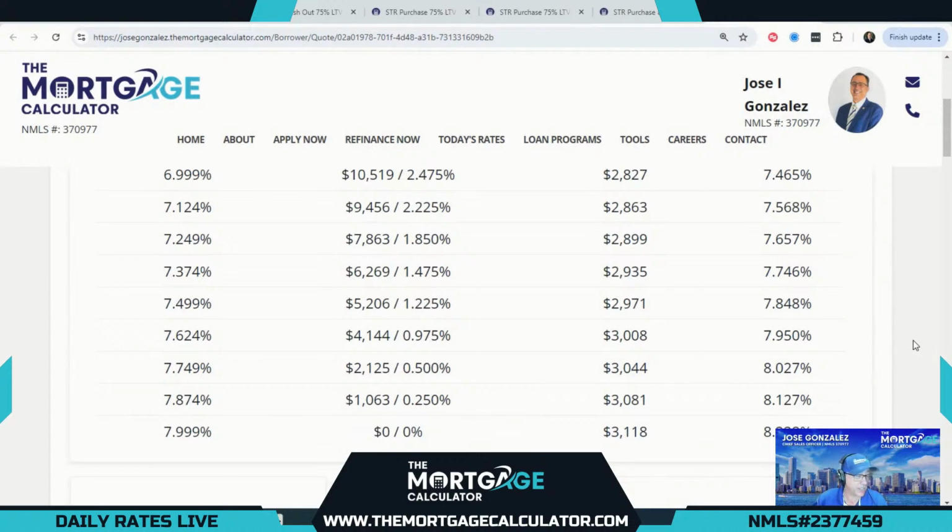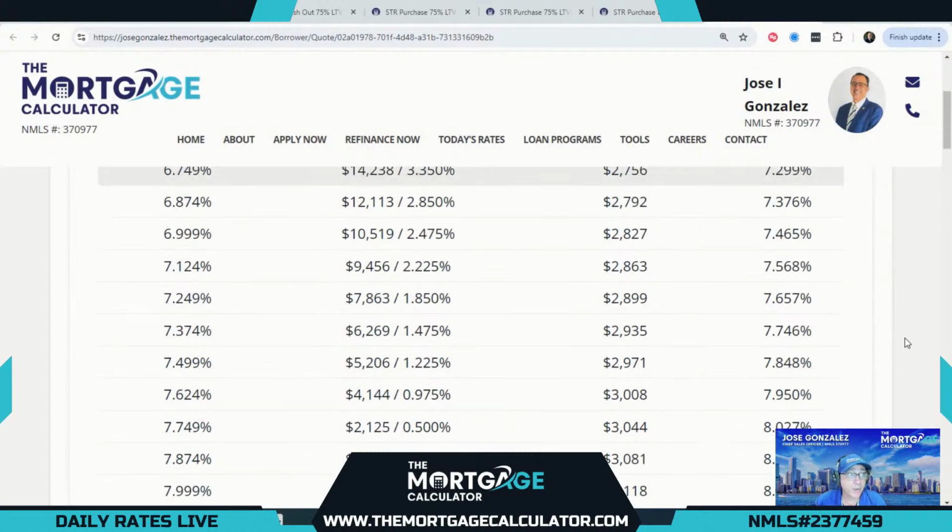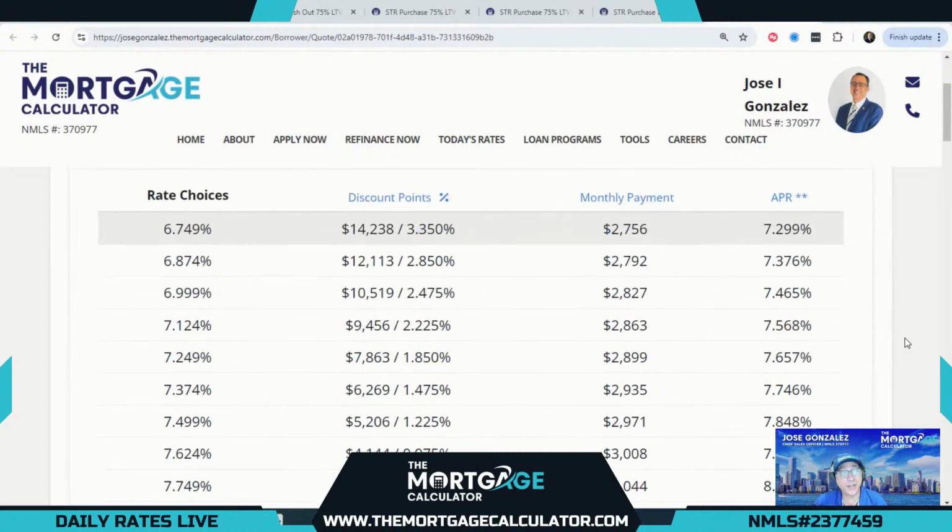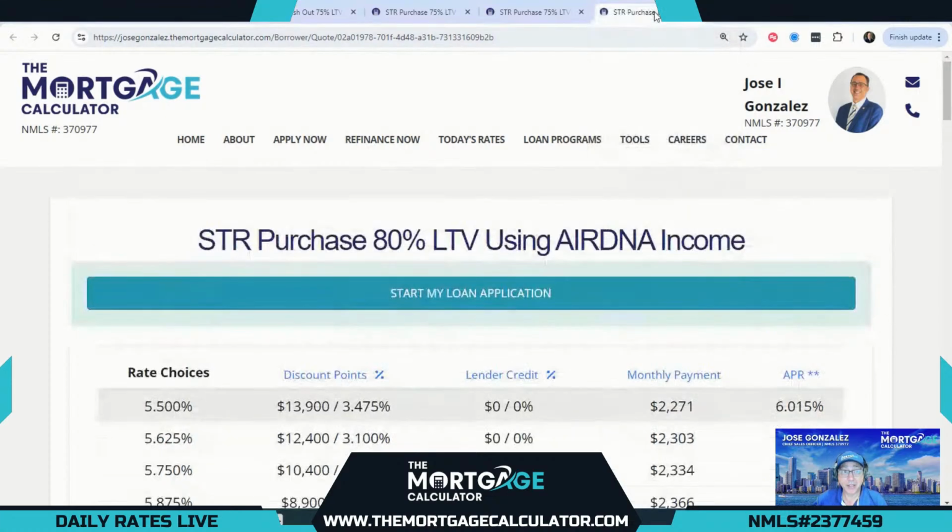7.999 is actually at par. And we can buy that down all the way to 6.749. This is 15% down, which is the lowest down payment for an investment property. And this is using long-term rent with DSCR, which is an amazing option.